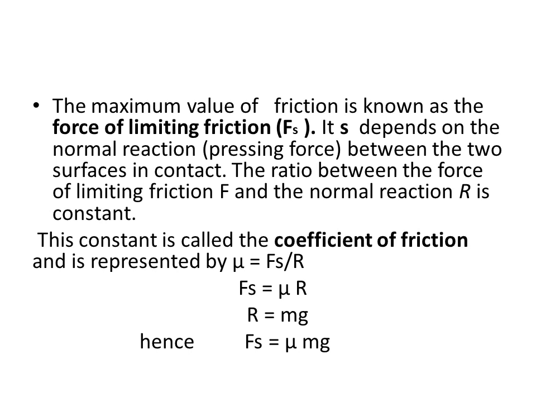Thus, the coefficient of friction is equal to Fs over R. Fs means static friction, R means reaction. Fs is equal to mu R. R is equal to mg. Now putting the value of R, Fs is equal to mu mg. So this is the equation.